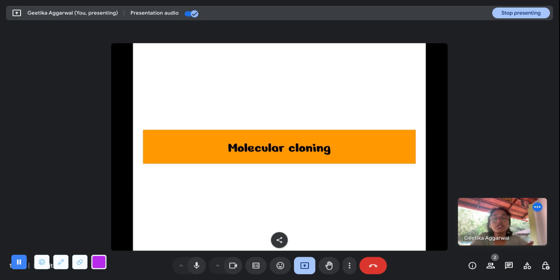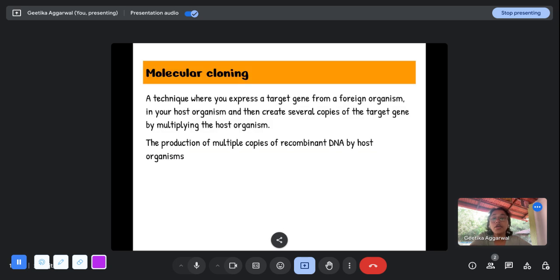So, we will discuss what is the molecular cloning technique and what are the different components that go into this technique. First of all, molecular cloning is basically a technique where you are expressing a target gene which belongs to a foreign organism in your host organism. For example, we are talking about some antibiotic resistance which exists in some bacteria, but you want it to be expressed in some other bacteria as well.